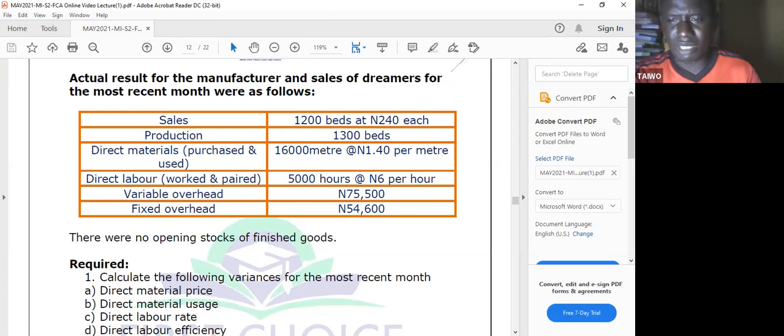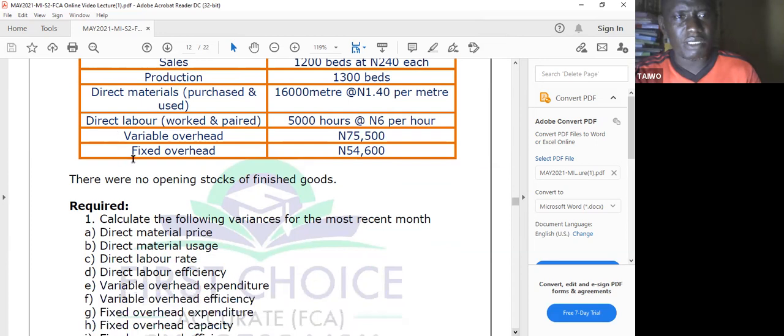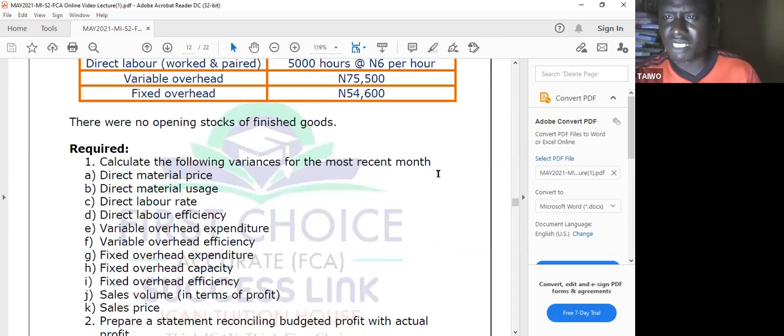So therefore, you now compute the following variances. Required, calculate the following variances for the most recent month. What are the variances you are asked to compute? You are asked to compute direct material price variance, direct material usage variance, direct labor rate variance, direct labor efficiency variance, variable overhead expenditure variance, variable overhead efficiency variance, fixed overhead expenditure variance, fixed overhead capacity variance, fixed overhead efficiency variance, sales volume variance, and also sales price variance.